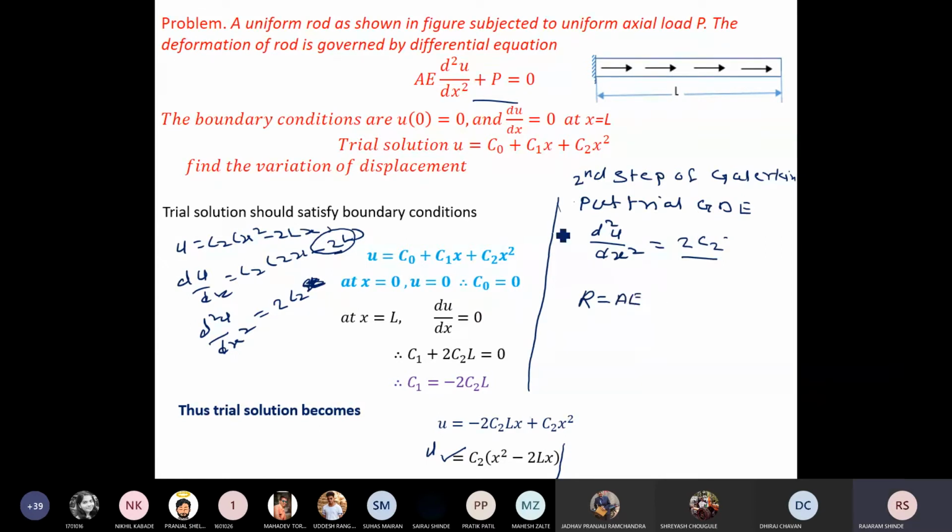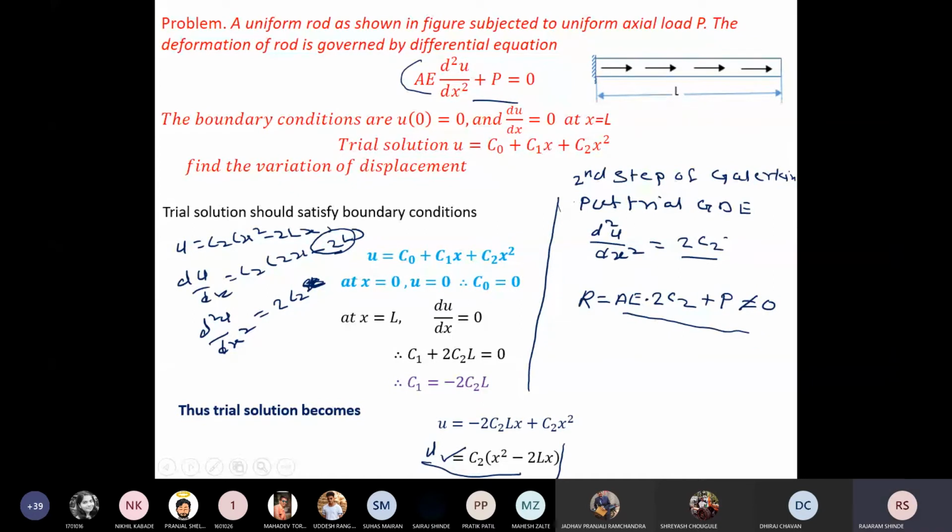AE, now derivative is 2c2. Okay, you just put this polynomial, this trial solution, in the governing differential equation. AE 2c2 plus p is not equal to 0. Why? Because this is not the correct solution. Okay, AE 2c2 plus p is not equal to 0. Now we have calculated the residual.